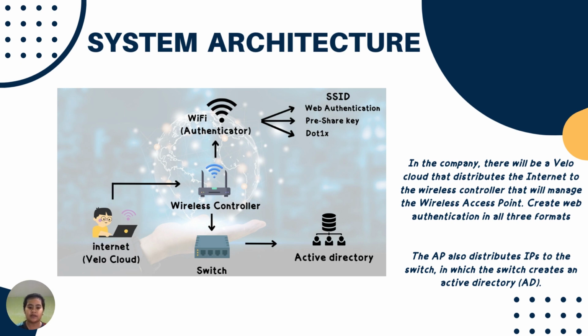I make the SSID for the Wi-Fi authentication three types. Oh no, not three types, three names. So it's web authentication, pre-shared key, and 802.1X. The wireless controller sends the data to the switch, and the switch makes the active directory for this project.